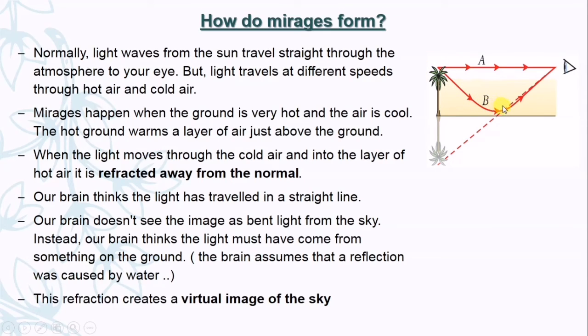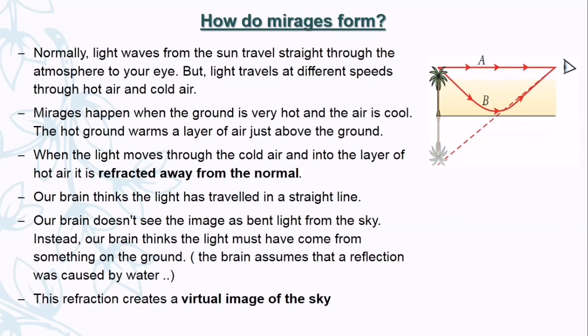But the brain doesn't see that. The brain always traces the ray back to the point it appears to have originated. So our brain thinks the light must have come from something on the ground. And usually, girls, what do we think? We think that there is a pool of water here which is causing this inverted image of the tree, because you know when we look sometimes at a lake or pool of water, we see inverted images of the landscape.